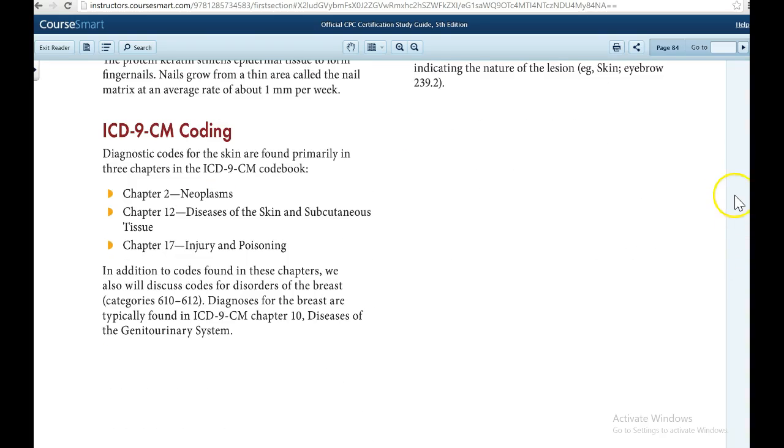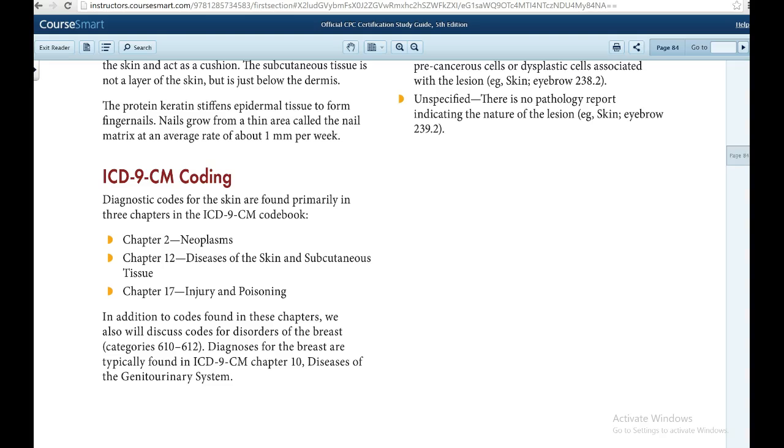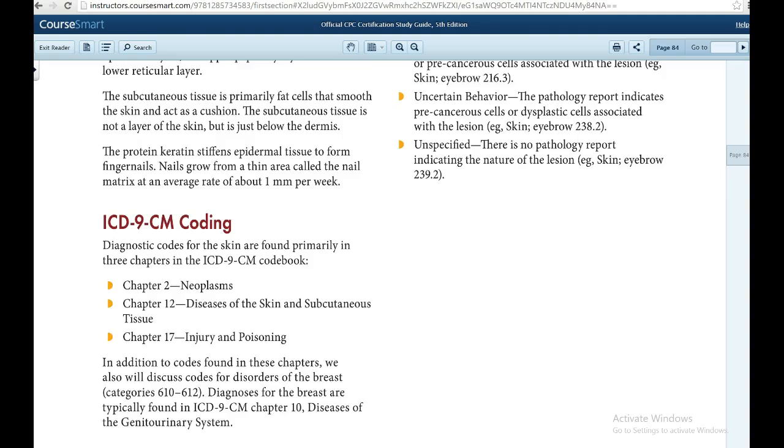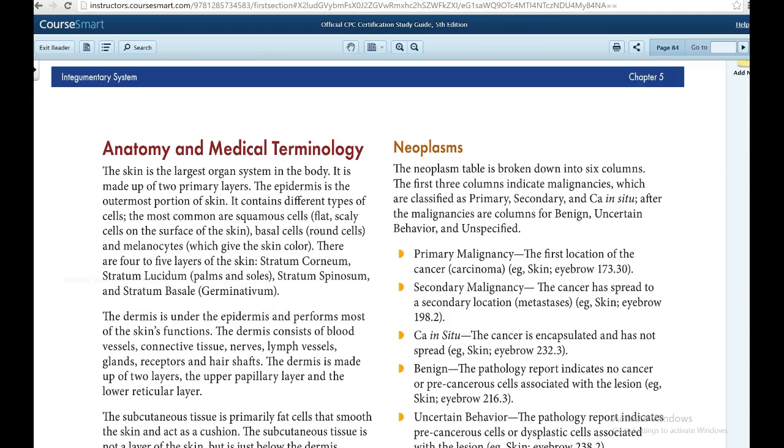Also in this chapter, we will talk about chapter 2 of your ICD-9 book, and that is going to be your diseases of the neoplasms. And you know your neoplasm is a new growth. The neoplasm table is one of the 3 tables that you currently have in ICD-9. The neoplasm table is broken down into 6 columns.